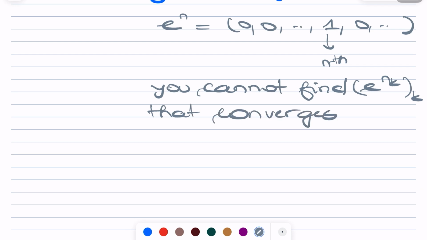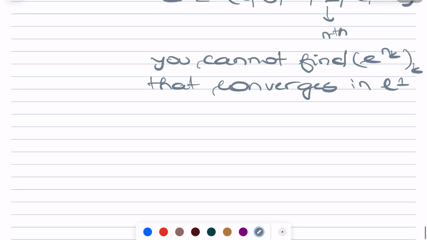That converges in L1 with respect to the topology sigma L1 L infinity. So this is not possible.